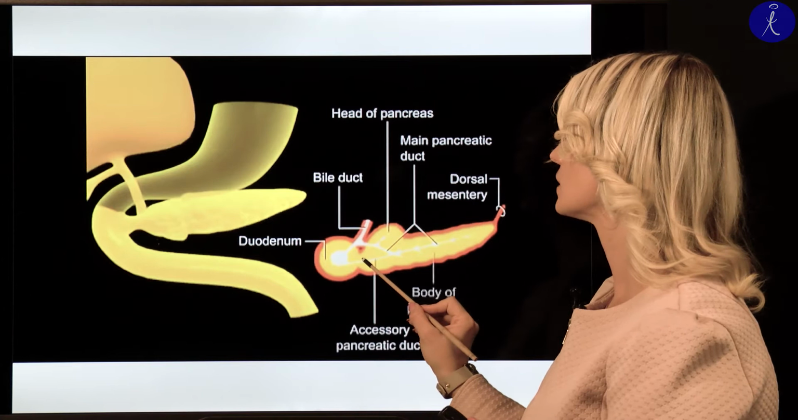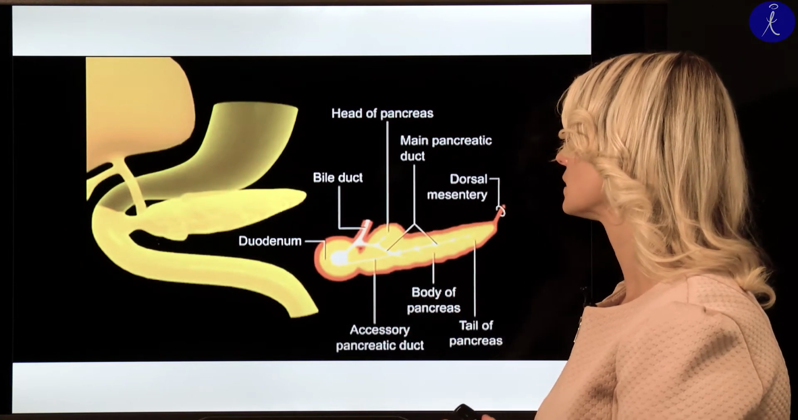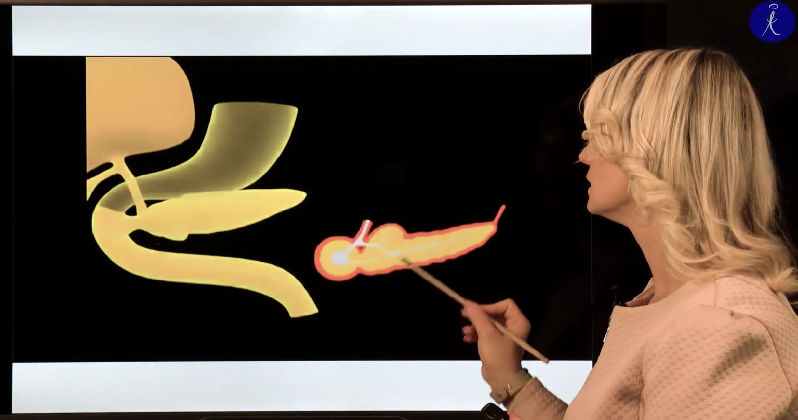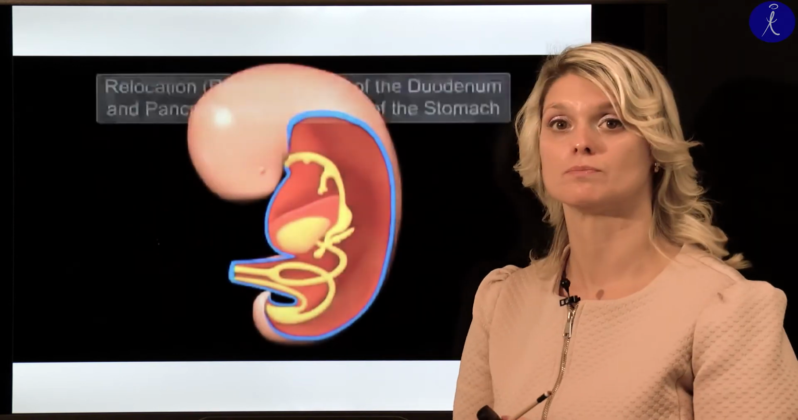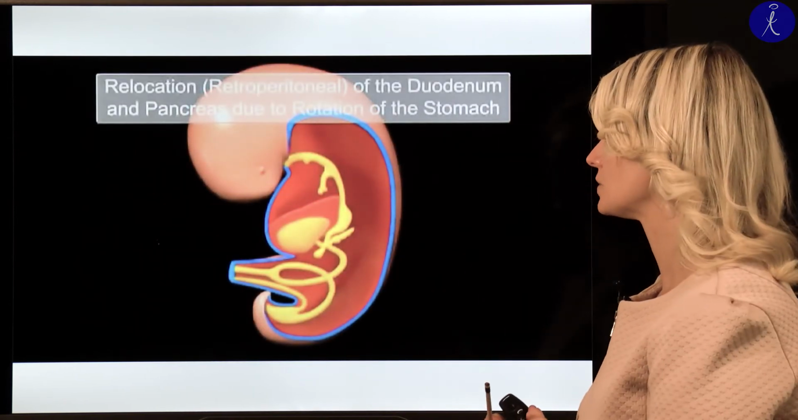The major papilla receives the main pancreatic duct together with the common bile duct. The accessory duct is going to the minor papilla of the duodenum.